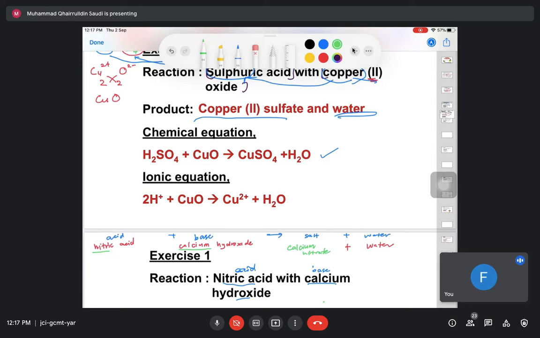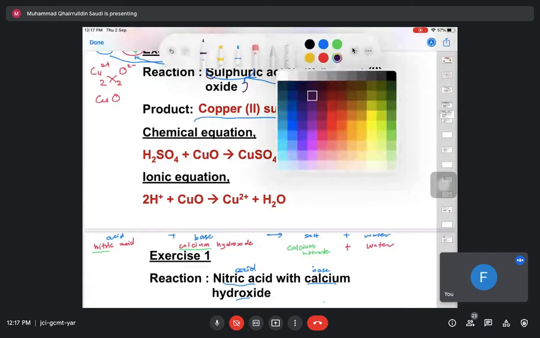Now, kita kena tengok dia punya chemical formula. How can we write the chemical formula?